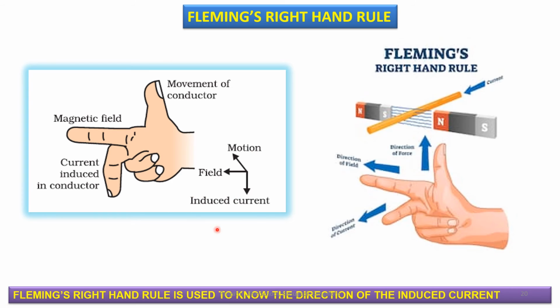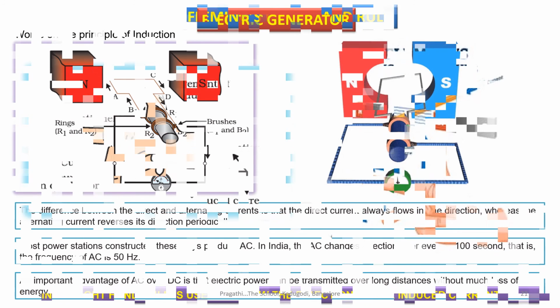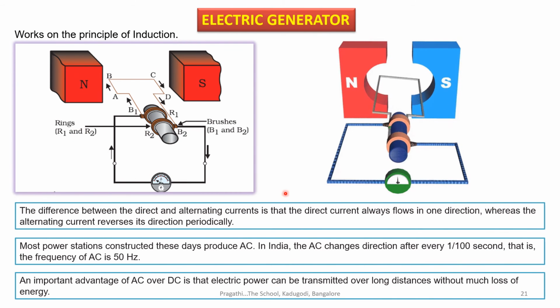Whenever induced current is coming into the picture, it is nothing but magnetic induction. Induced current is related with magnetic induction. So Fleming's right hand rule is associated with what concept? Magnetic induction. Why? Because induced current is coming into the picture. That you should not forget. Electric generator, how does the electric generator work?